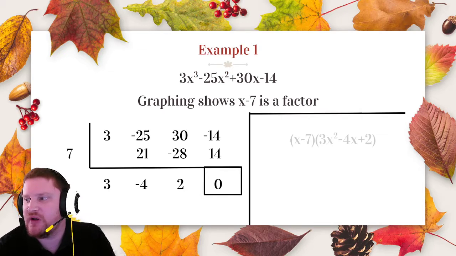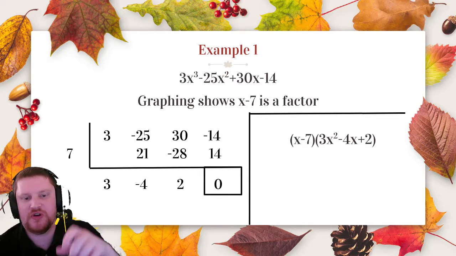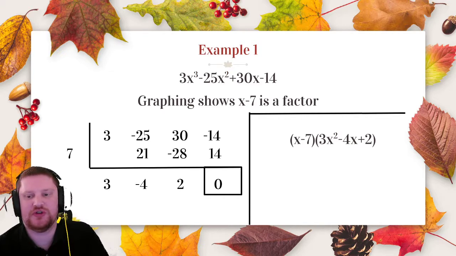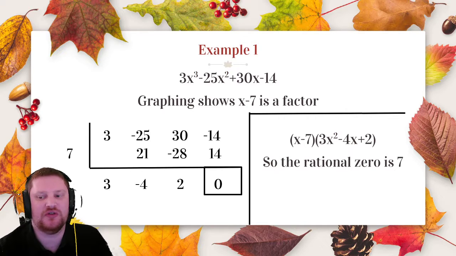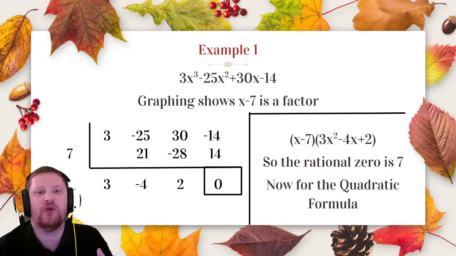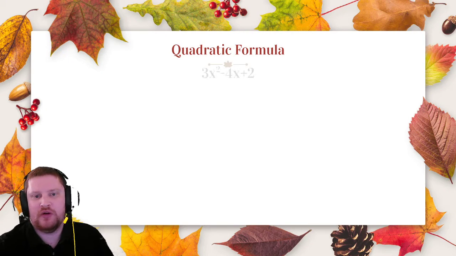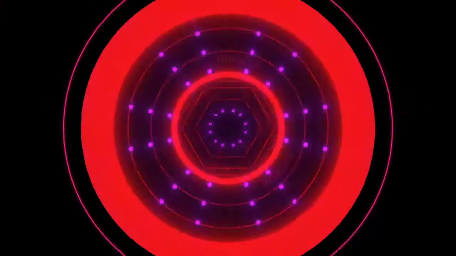So now we know that if we divide our original problem by x minus 7, we're going to get 3, negative 4, 2, which gives us 3x squared minus 4x plus 2. So the rational zero for this equation, the one time it crossed the x-axis, is 7. We need to use the quadratic formula to find our two complex roots. I'm actually going to do this on the document camera so that you guys can follow along with me a little bit easier.